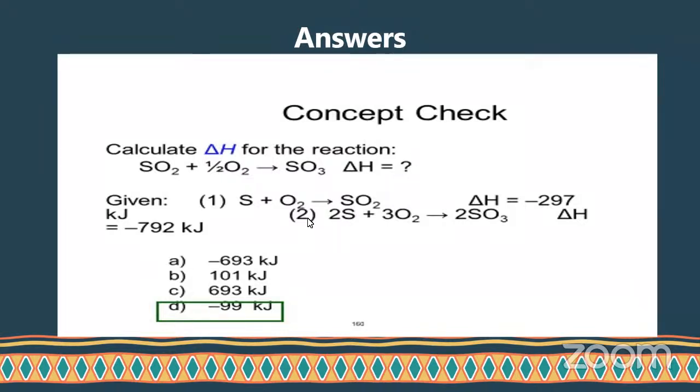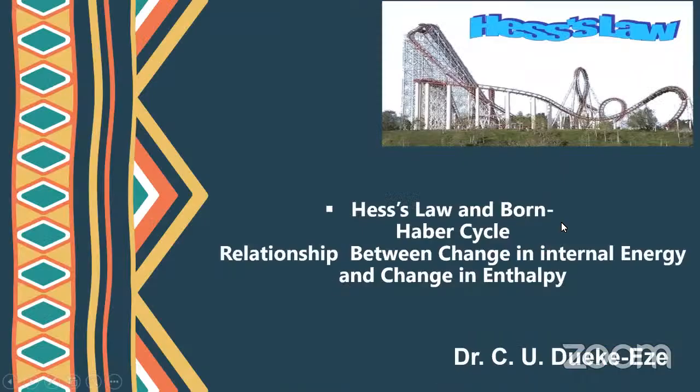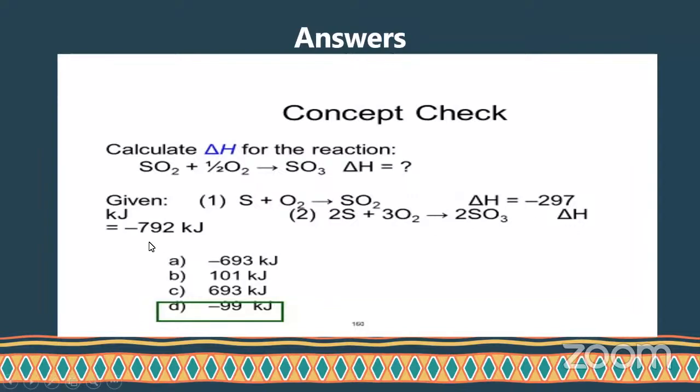Now, let's go to the second series of the equation. Here we have 2 moles of sulfur reacting with 3 moles of oxygen to give us 2 moles of sulfur 6 oxide. And the change in enthalpy is minus 792 kilojoules.